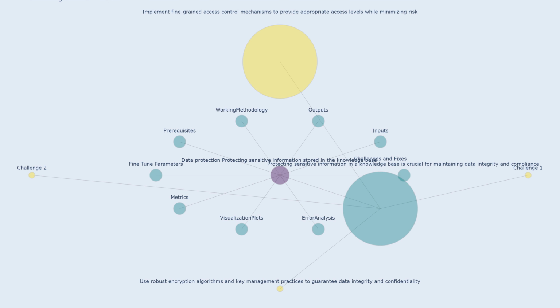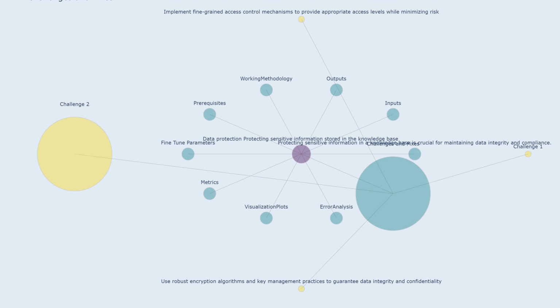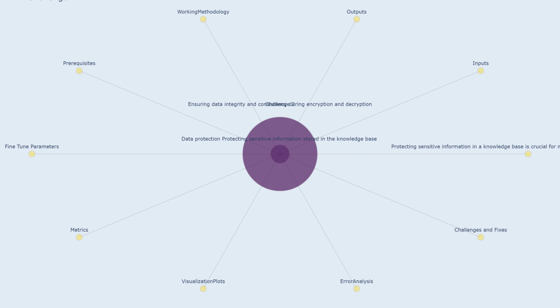This involves defining specific permissions for different roles and granting access only on a need-to-know basis. Challenge 2. Ensuring data integrity and consistency during encryption and decryption is crucial for maintaining the accuracy and reliability of sensitive data. Incorrect implementation or weak algorithms can lead to data corruption or unauthorized access.